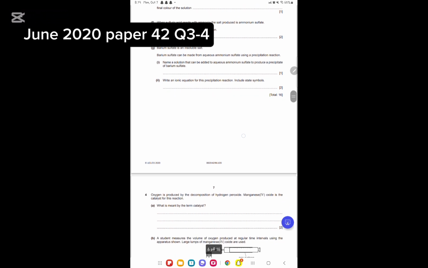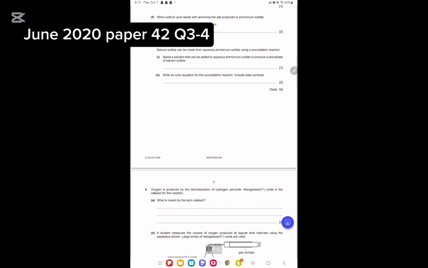Now part F. When sulfuric acid reacts with ammonia, the salt produced is ammonium sulfate. Write the chemical equation for this reaction. So sulfuric acid is H2SO4 plus ammonia, which is NH3. It will produce ammonium sulfate, which is (NH4)2SO4. Now to balance it, it's going to be a 2 over here. So H2SO4 plus 2NH3 gives us (NH4)2SO4.